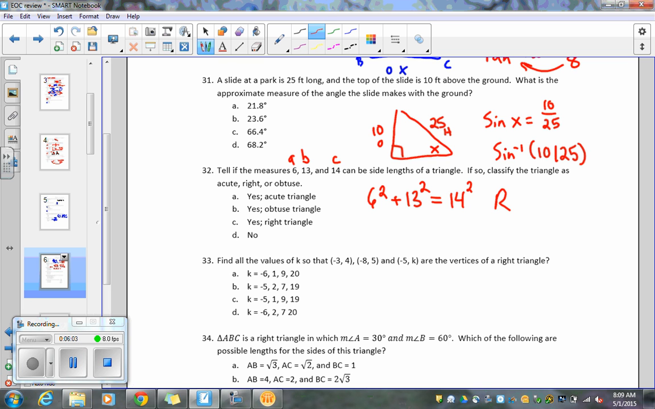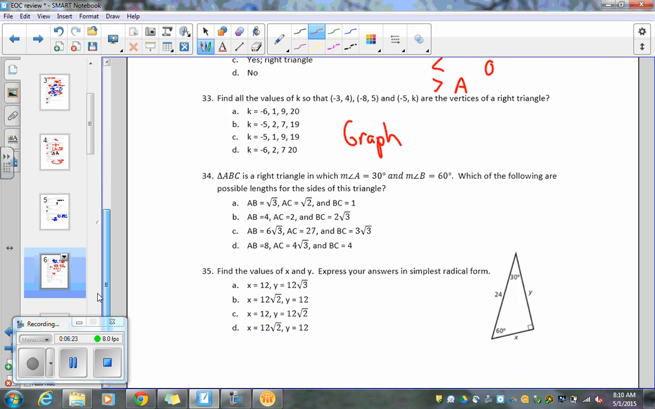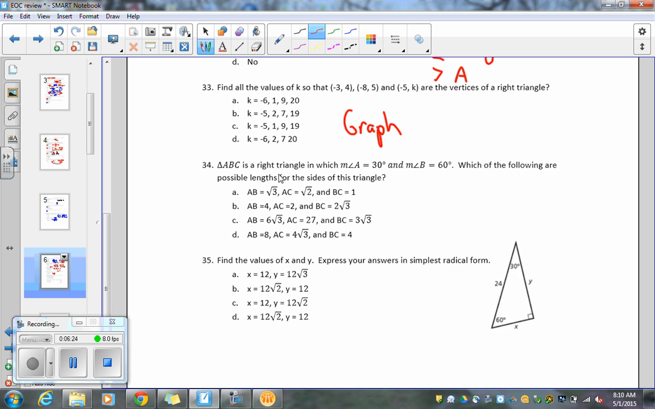If this is larger, then it is going to be an obtuse triangle. If this is less, then it's going to be an acute, using the Pythagorean theorem. Question 33: find all the values of k so that the triangle is a right triangle. Graph it. Just graph it, and you can figure it out on that one. You are going to be given graph paper on the test.